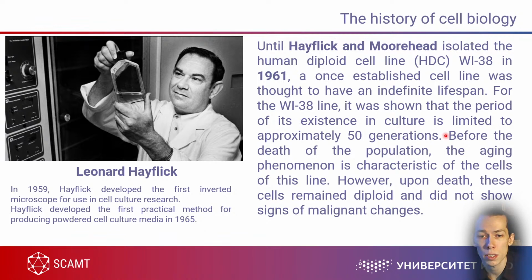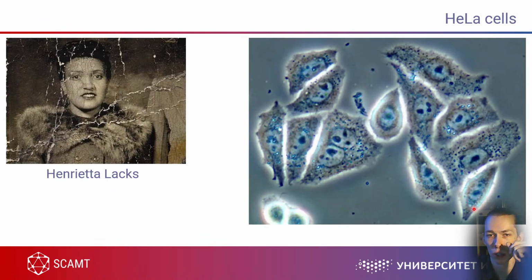And also one of the things is the development of the inverted microscope. The first inverted microscope was developed back in 1850, but it was the first inverted microscope for use with cell cultures specifically. So before the invention of the inverted microscope by Leonard Hayflick, it was not so easy to observe different cell cultures, which grow, for example, in a cell culture flask, like the one he is holding in this picture.